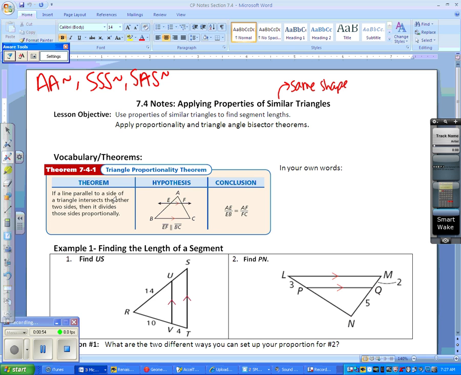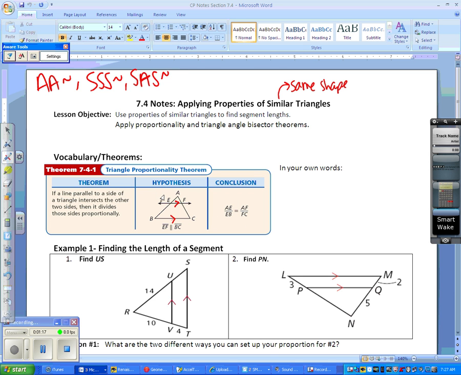So basically, if you have this picture, so if you have a triangle. What else looks important here? We have a triangle, we have a line cutting the triangle, and we have these arrows. Remember, these arrows mean parallel. So basically, when you have parallel lines in a triangle, what's going to happen is it's going to cut up the sides of that triangle so that they're proportional, they're similar.